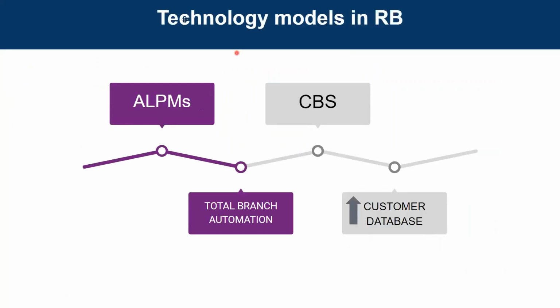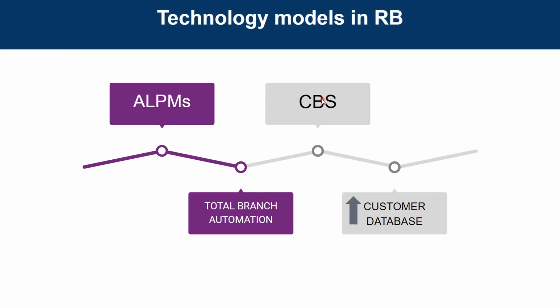Next, we'll be learning about the technology models in retail banking. It all started with something called the ALPMS, which is also called the automated ledger posting machine. I'm sure you guys have not seen this, but these were present before the CBS came in. This led to total branch automation. And after re-engineering of this, we got the core banking solution, which we are right now operating.